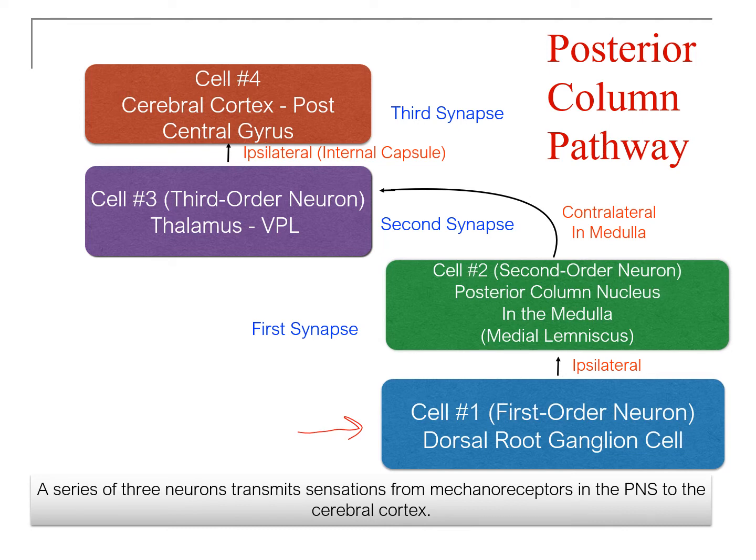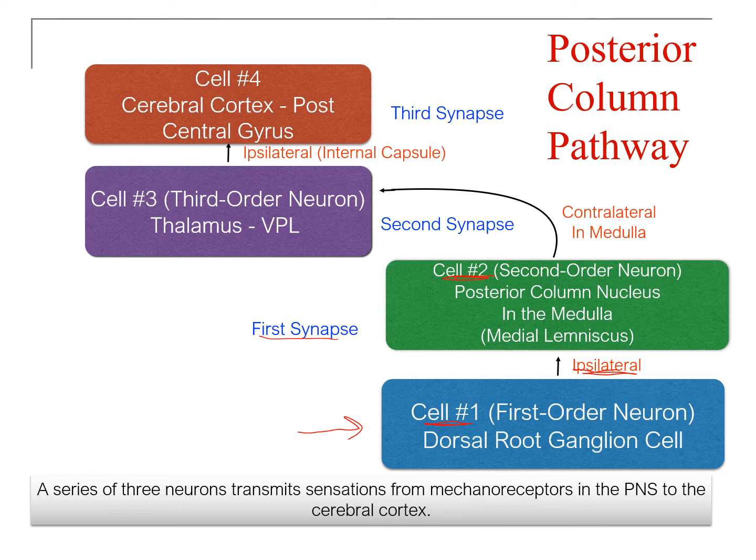When it enters into the spinal cord, it's not going to synapse. Instead, it's going to go into that posterior column on the same side of the spinal cord. So if it entered into the right side of the spinal cord, it's going to go up that right posterior column. And it's going to ascend all the way into the brainstem in the medulla. So that's why I say here's cell number 1, first order neuron, gets into the spinal cord, stays ipsilateral, stays on the same side of the spinal cord, all the way to its synapse on cell number 2. So that's our first synapse.